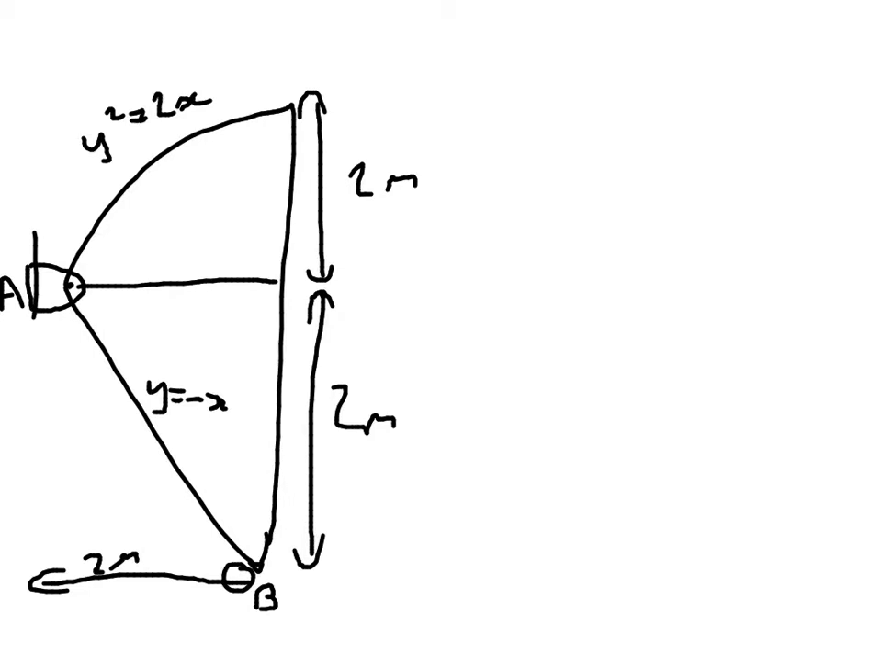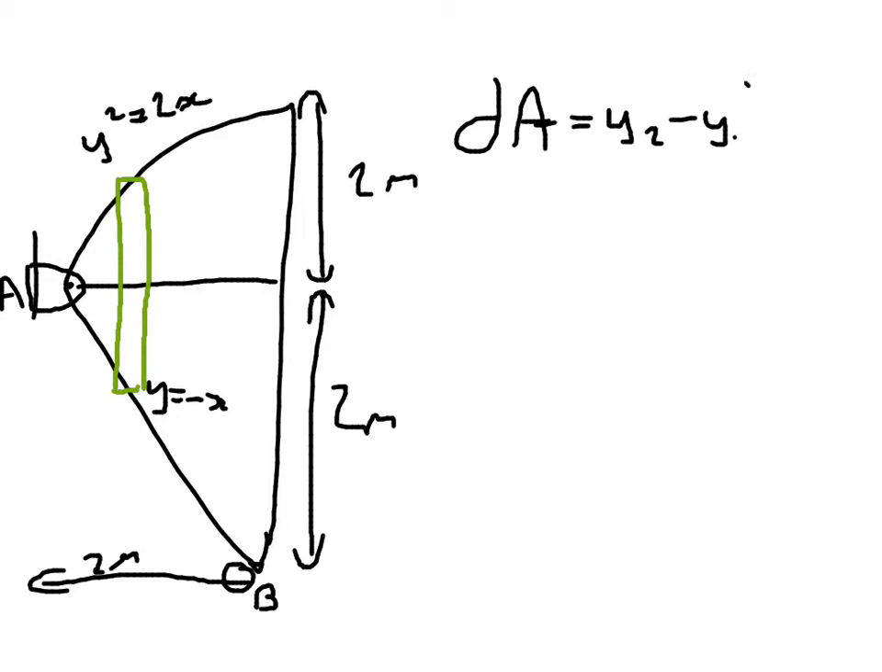So first of all, we're going to break our shape into very thin rectangles again, i.e. we're integrating. However, our integration is slightly more complicated because there is a line, a function, y squared is 2x and y equals minus x at both ends of our rectangle. So our area is going to be y2 minus y1 times dx, because the width is still going to be dx, so this distance here is dx.